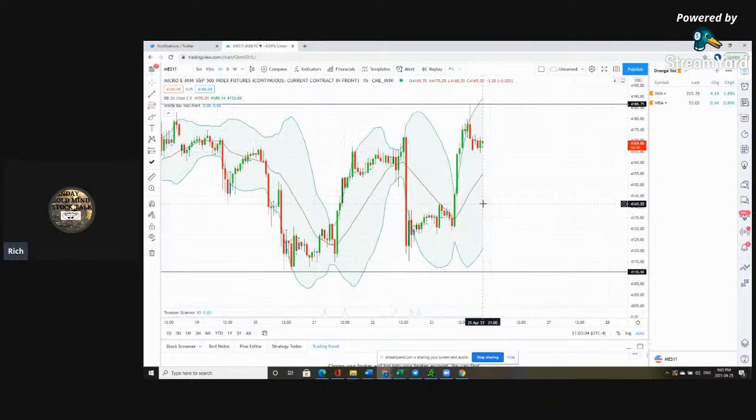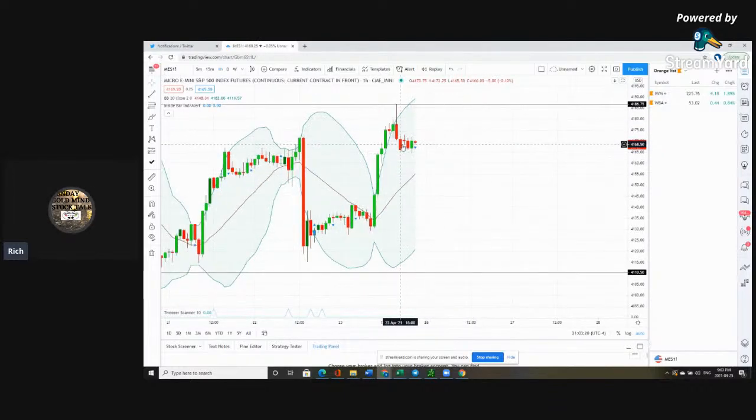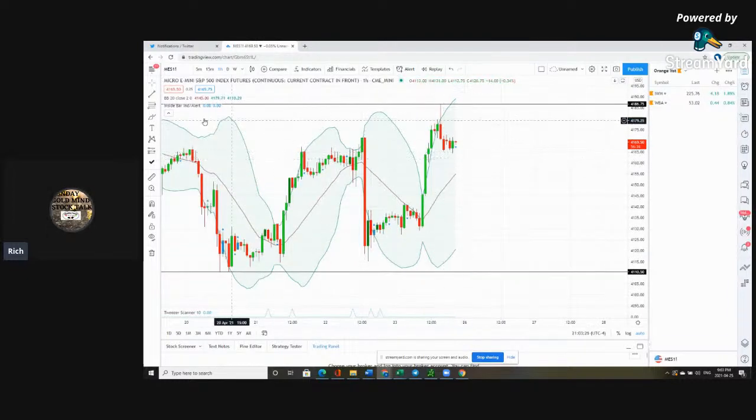So this is what I mean by when we open in the range, there's going to be some kind of choppiness. There's going to be some kind of battle. There's going to be some kind of back and forth. And with that back and forth, it's going to be hard to trade. Right? And you can already see right off of the open, look what happened. We pushed down and we pushed back up. The buyers and sellers, there's no clear winner.